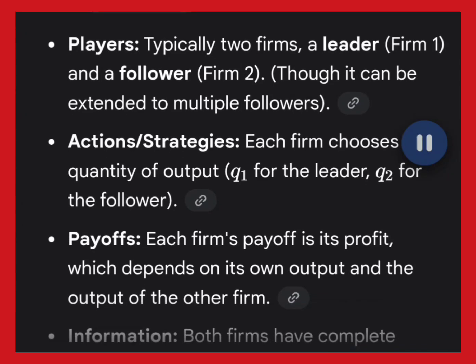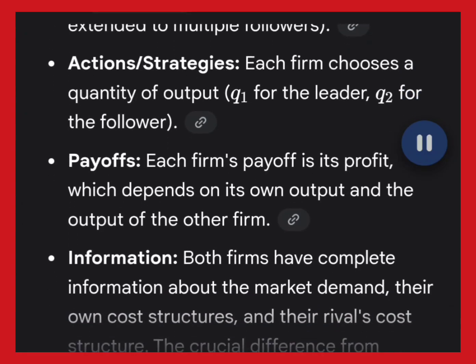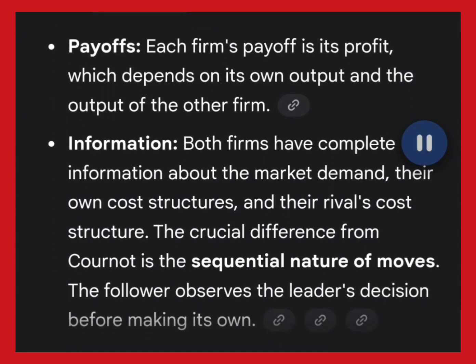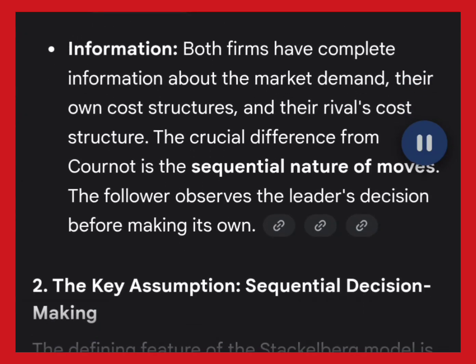Actions, strategies. Each firm chooses a quantity of output, Q_1 for the leader, Q_2 for the follower. Payoffs. Each firm's payoff is its profit, which depends on its own output and the output of the other firm. Information. Both firms have complete information about the market demand, their own cost structures, and their rivals' cost structure.